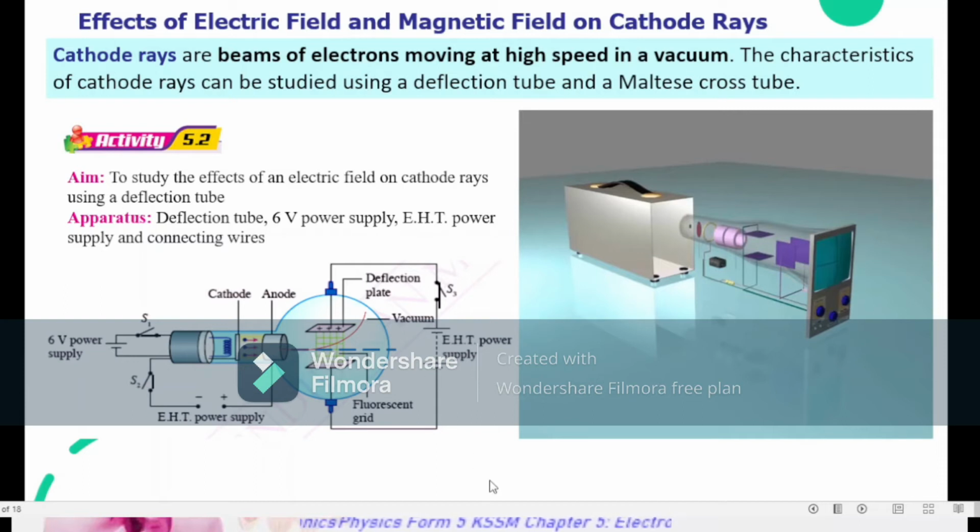If we reverse the terminals of the EHT power supply here, we can see the cathode rays deflect downward, in the opposite direction. Okay, let's watch this video to understand this situation better.